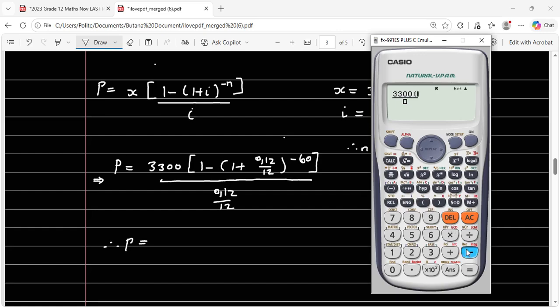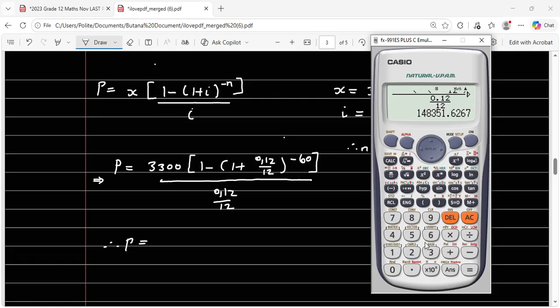So this will be 1 minus, into 1 plus, 0.12 over 12. I also need you to punch this on the calculator so that you can get it correctly. Then close the bracket to the power negative 60. Oh, shucks, to the power negative 60. And then close the bracket. Everything is divided by 0.12 over 12. What is that equal to?